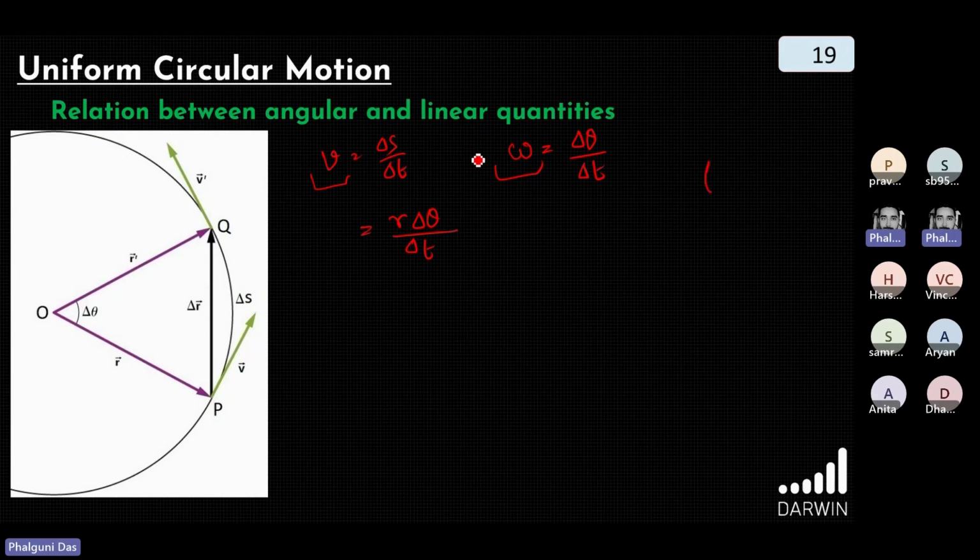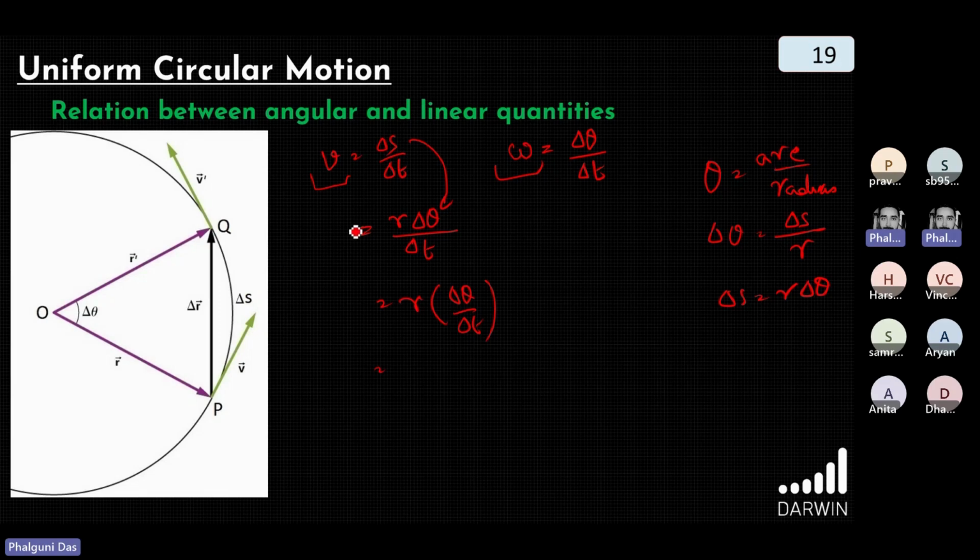We know the angle theta is simply arc per radius, right? So for theta we have delta theta, arc length we have delta s, radius we have r. So the same thing I wrote, that is delta s is equal to r delta theta. Yes or no? That is why I'm writing here, the arc length. So we'll do a bit of adjustment, that is r into delta theta by delta t, and delta theta by delta t is simply omega, so it's basically r omega.